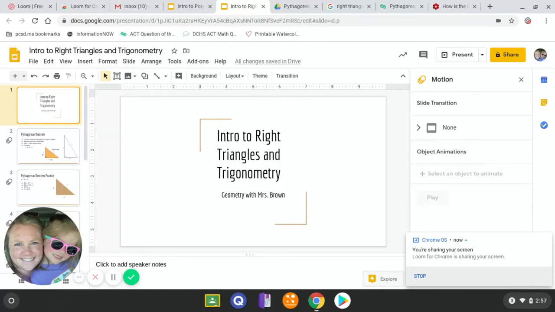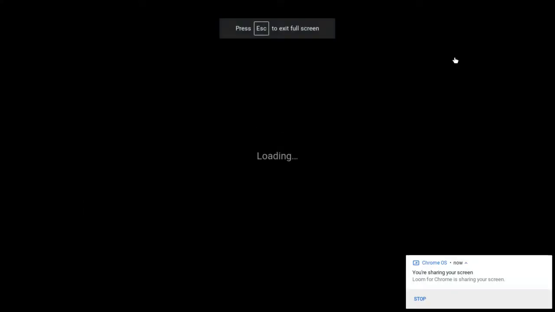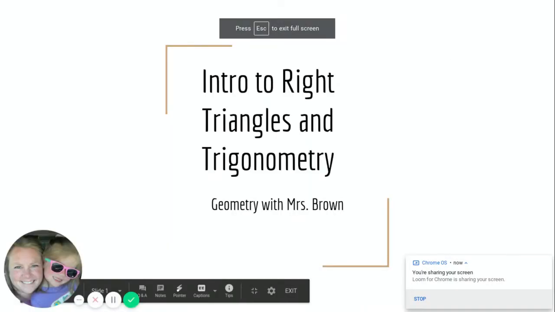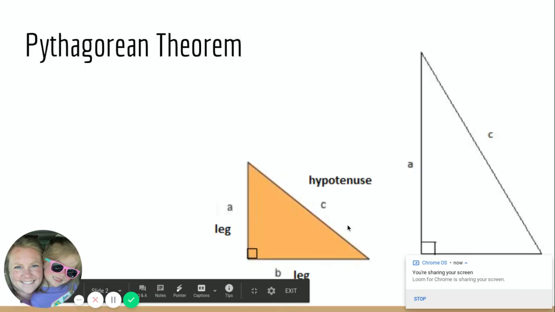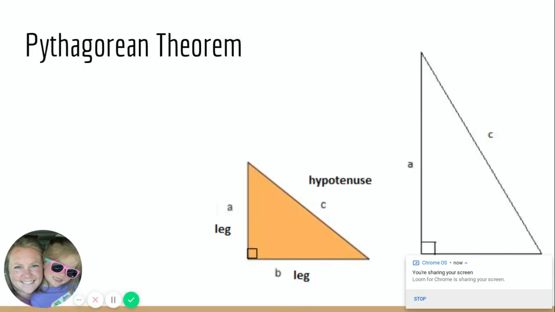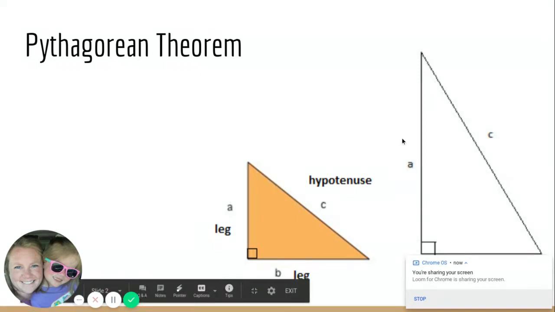These are just a few things that I thought you might need to know to help you be successful on the ACT or your next math class, some things we didn't get to cover. So, the first thing I want to talk about is the Pythagorean theorem. There's two pictures of right triangles right here.